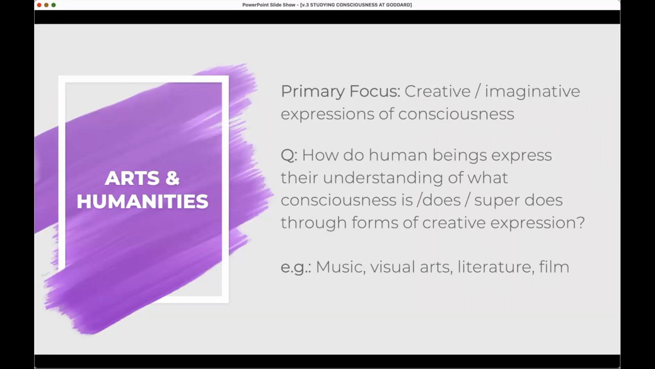How do human beings express their understanding of what consciousness is, does, and super does through forms of creative expression, such as music, visual arts, literature, film, theater, etc.? This domain is also a chance for students to unleash their own creative expression and use their own art practices as a means of exploring consciousness.